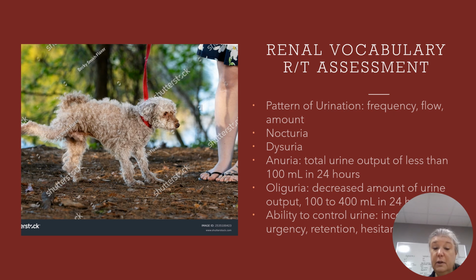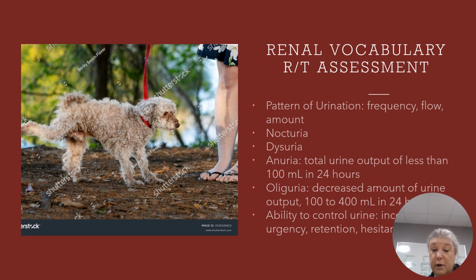Renal vocabulary related to assessment. So this is just some things to know, like pattern of urination. That includes frequency, flow, amount, all of that stuff. Nocturia, which is having to pee at night. We think about that with our older population because they may be having difficulty emptying their bladder completely, right? And then they're up and down at night. They could be having BPH issues, all of that. And then we get into fall risks.